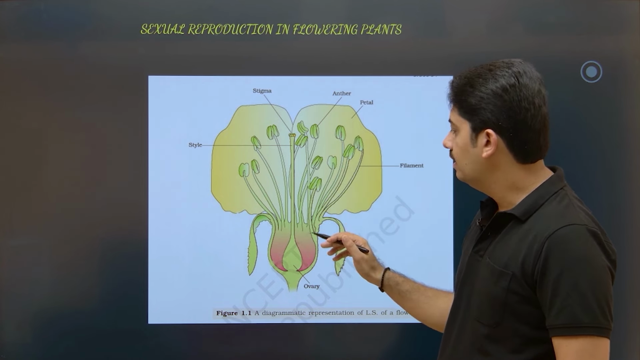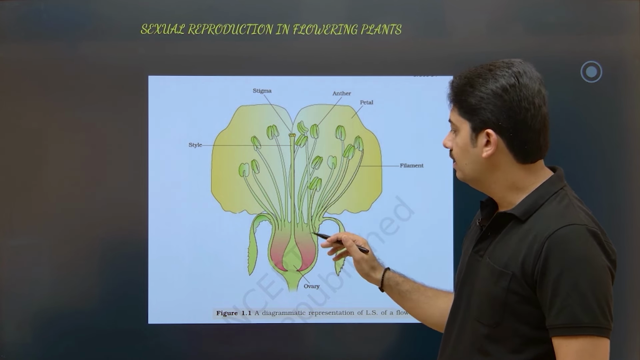Now coming to the main part of the topic. Here we segment this topic into 3 main parts. One is pre-fertilization events, fertilization process and post-fertilization events.